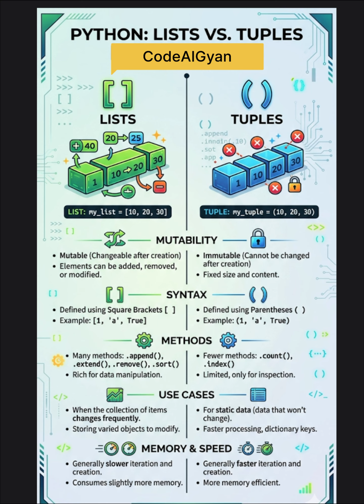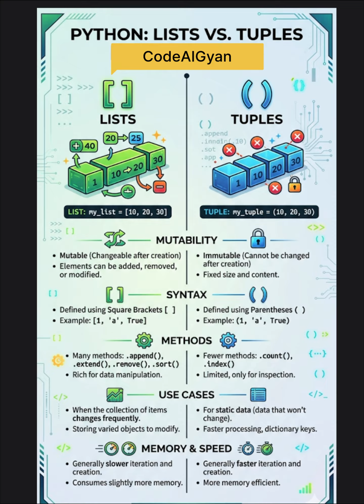And the second difference is syntax representation. So in the example of the square bracket in the case of list and round bracket in the case of tuple, you can see that the syntax is square brackets in the case of list, and round brackets in the case of tuple. And there are different data types available within a list as well as in the tuple.